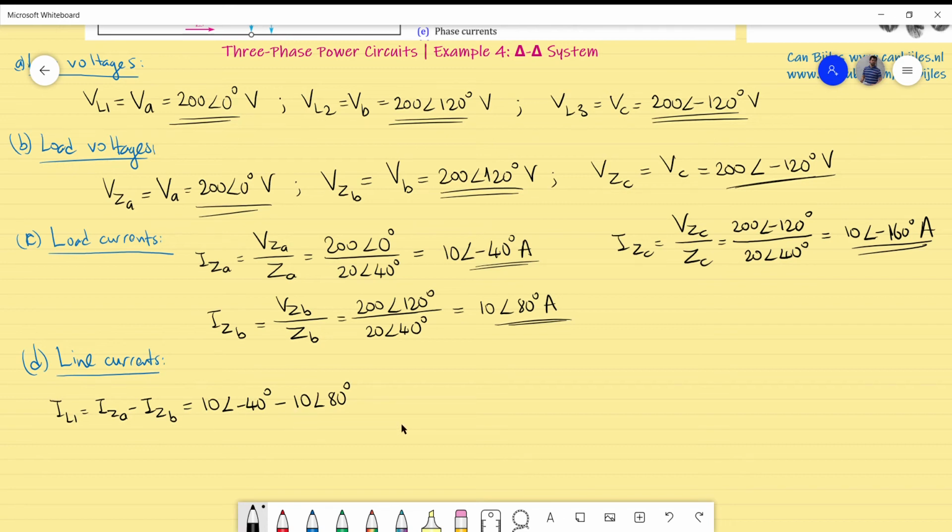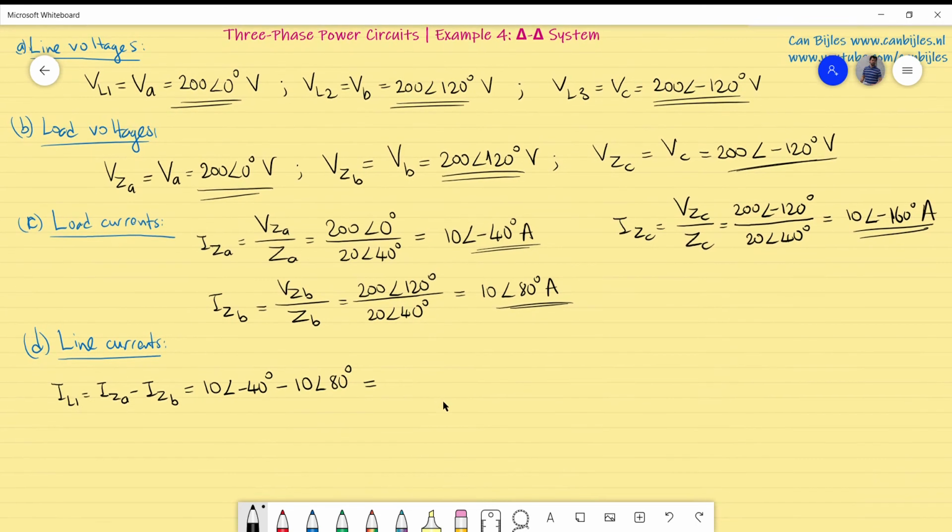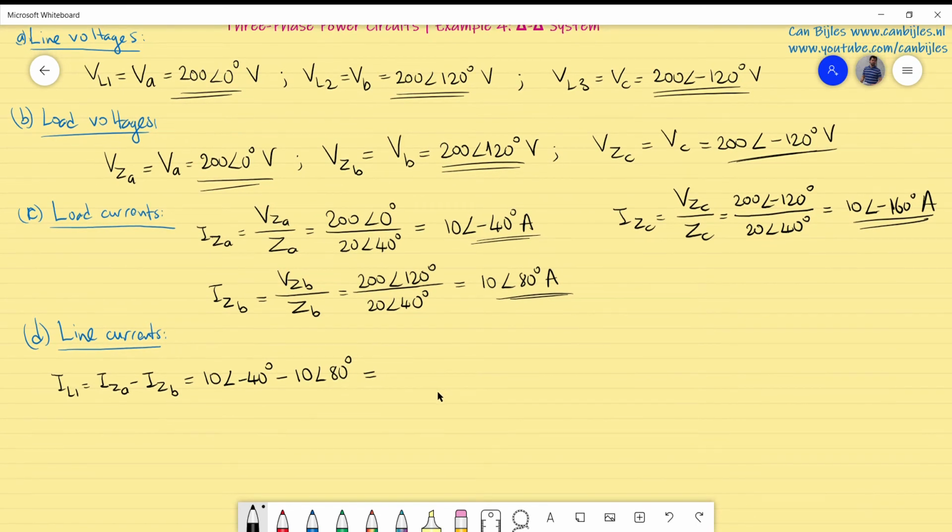So if you want to follow the exact details, I would like to refer you to the videos in example number 1 and 2 and 3. I have done that in great detail, and you can also look at the separate video about phases and complex numbers. So I will leave the details out and I will give the result as 10 times square root of 3 phase minus 70 degrees. That's actually the calculation and the result for IL1.